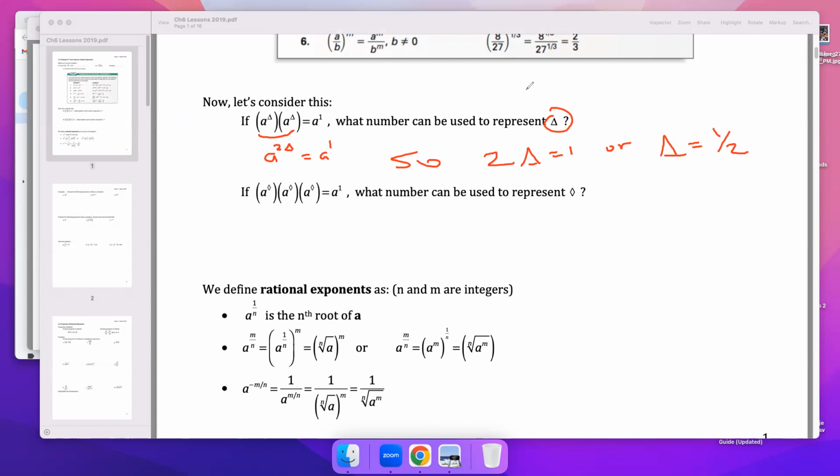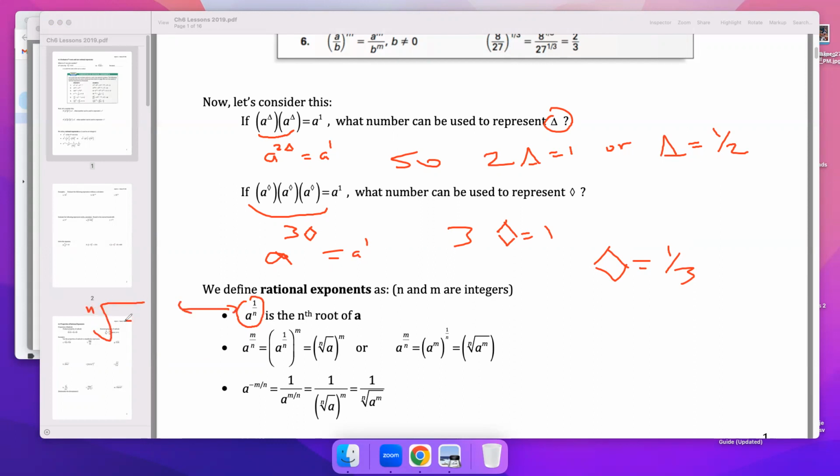Let's try another one. Here you got a diamond. How many of these powers do I have here? 3 of them. So a to the 3 diamond equals a to the 1. So 3 diamonds equals 1. Well, what's a diamond going to equal? 1/3. There we go. So as I mentioned, when you see this here, it's the same thing as that. Those are the same exact things.